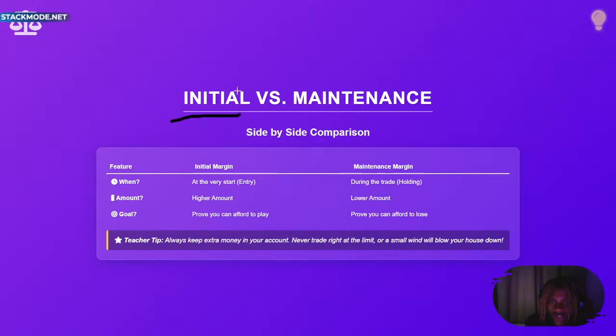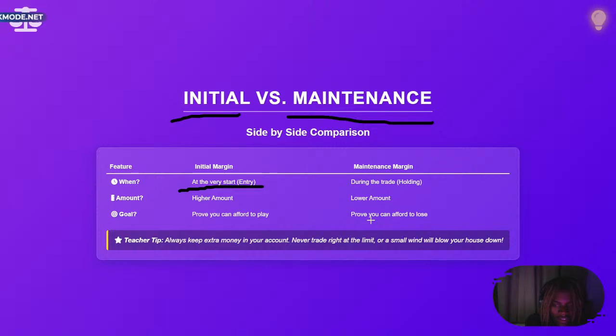So, initial versus maintenance. Here's a side-by-side comparison. Initial margin is going to be at the very start. It's going to be the entry, and it's pretty much just telling the broker, yeah, I have the money in order to be in this trade right now.